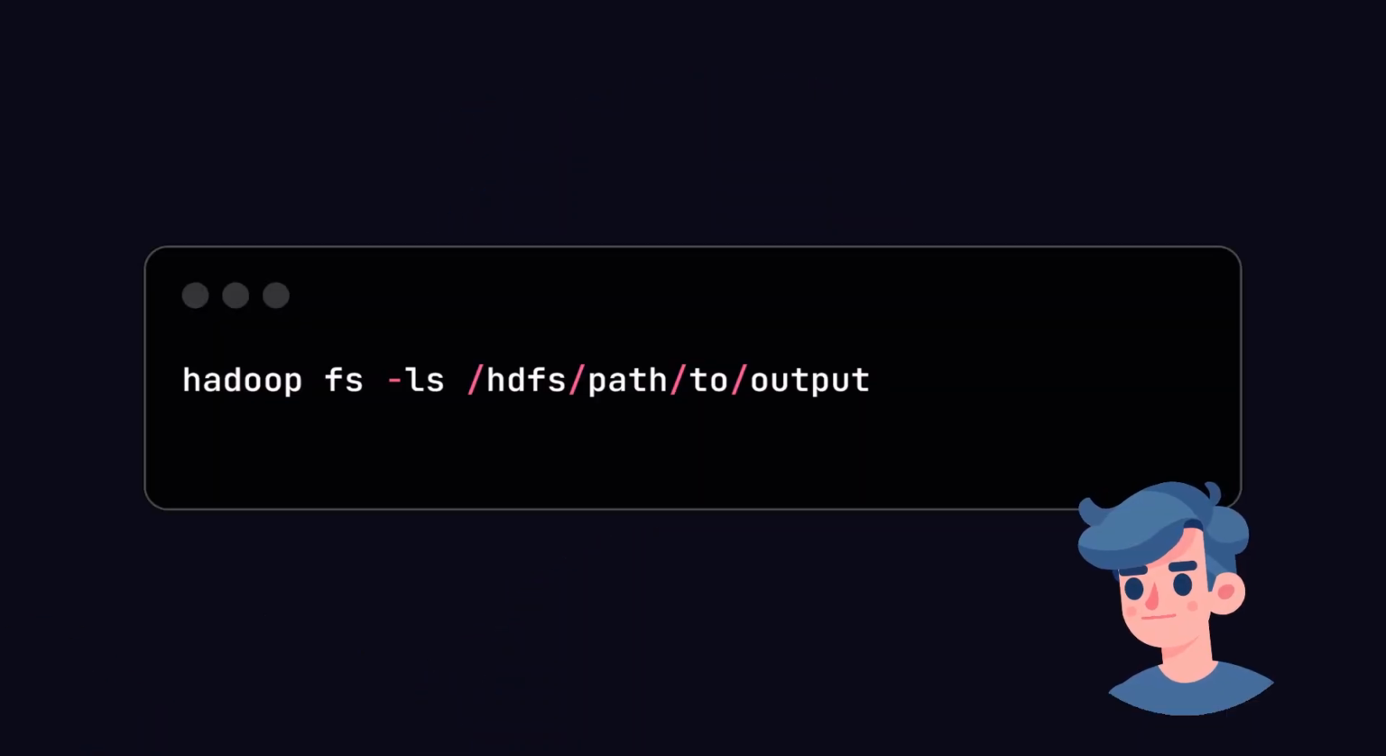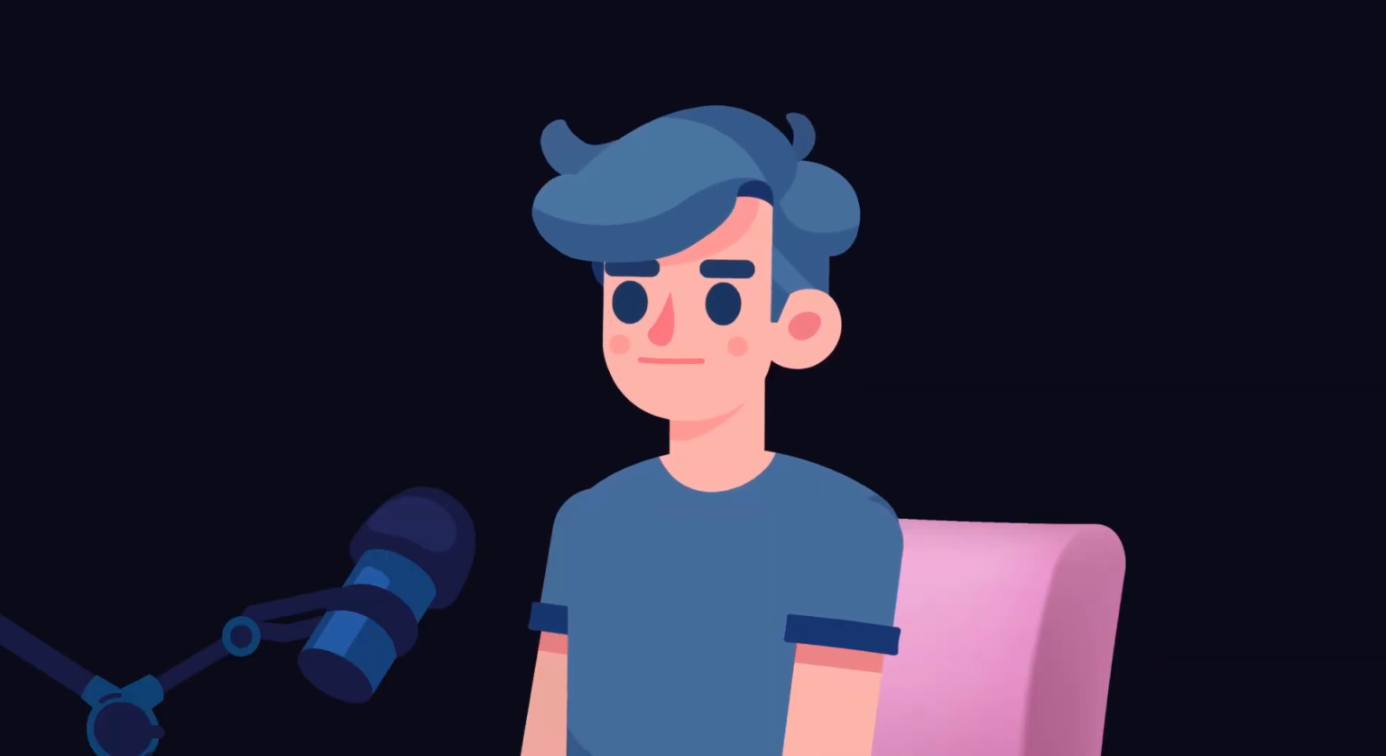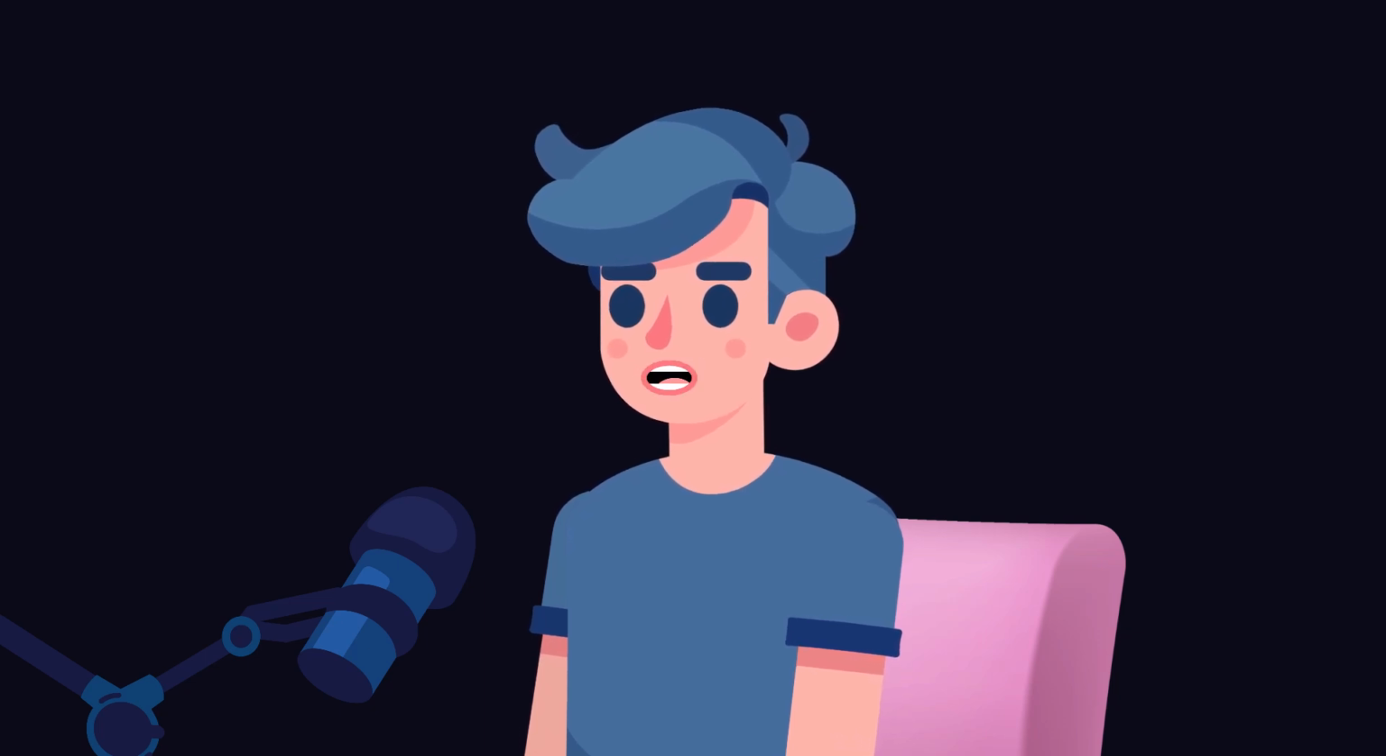Once the job has completed, you can check the results by listing the output directory like this. If your job was successful, you should see a part file containing your word counts. You can view the output using this command. This will display the count of each word present in your input text file.